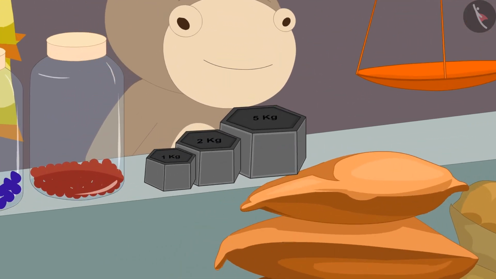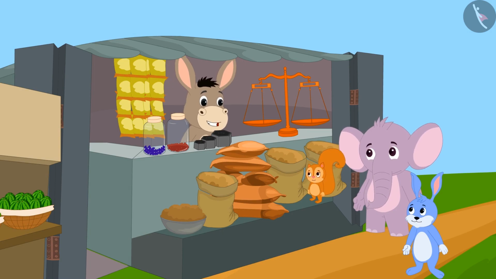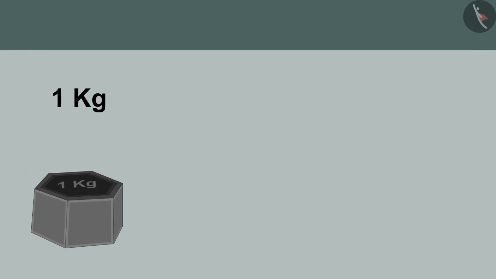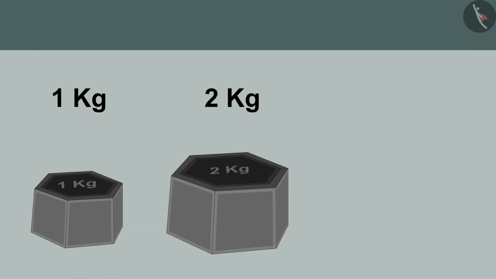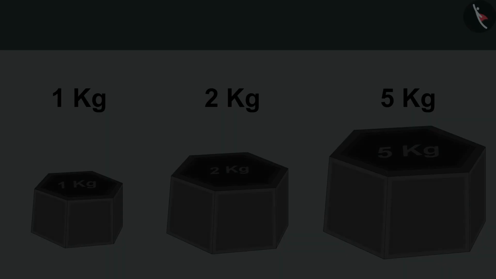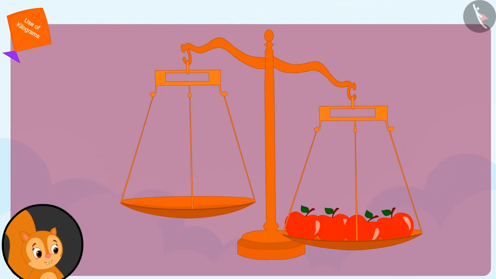Look at this. We can measure the weights of objects in kilos using this kind of weight. This weight is 1 kg. This is 2 kgs. And this is 5 kgs. Bhola then weighed the 4 apples of Chanda on the scales of his shop.